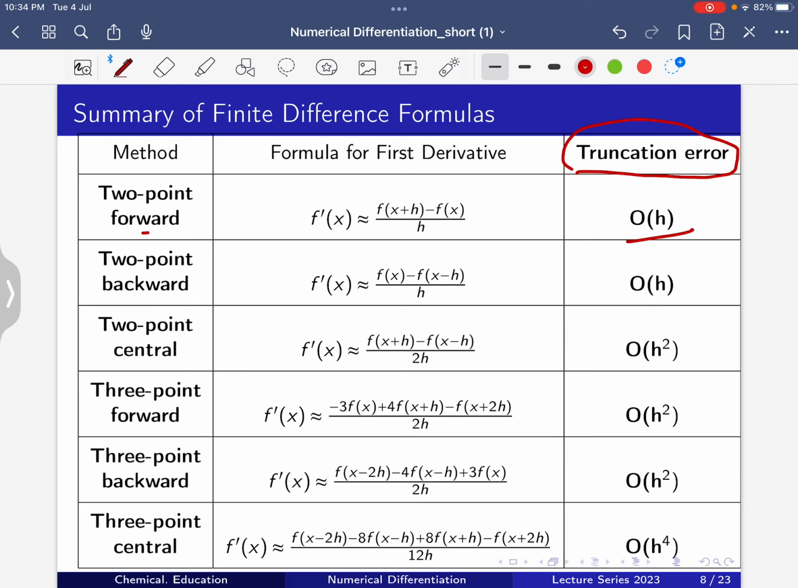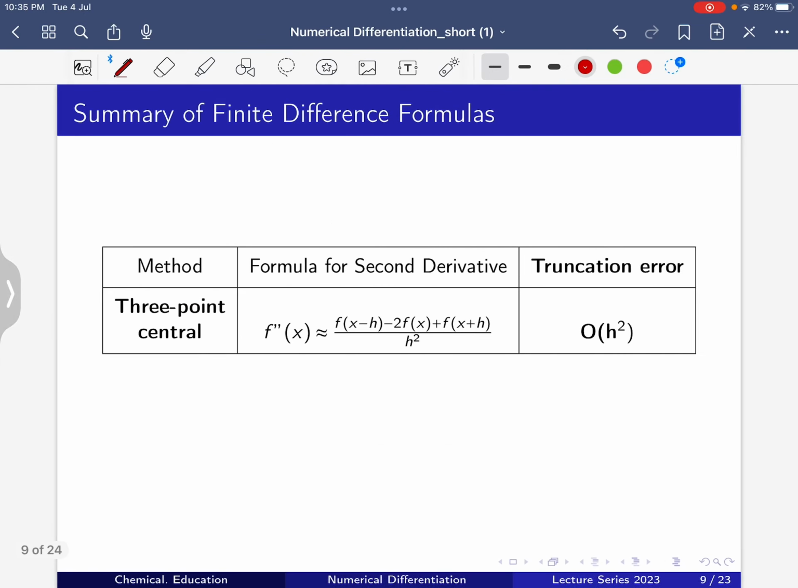The 2-point backward difference formula is f'(x) = (f(x) - f(x-h))/h. The 2-point central difference is f'(x) ≈ (f(x+h) - f(x-h))/2h. Then there are the 3-point forward, 3-point backward, and 3-point central difference. If we have 3 neighboring data points, we can easily calculate numerical differentiation. All these methods are called finite difference formulas.